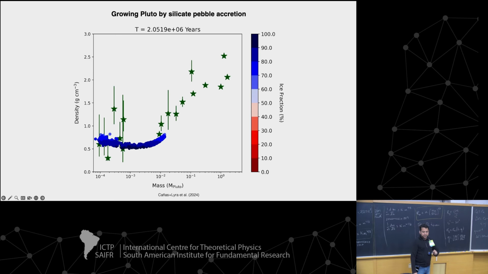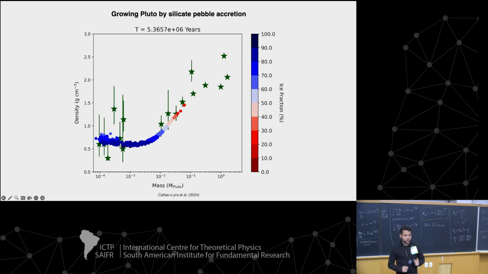So what I think I'm hearing is: how do we connect the formation by streaming instability to building rocky planets through pebble accretion, right? Yeah. Okay.